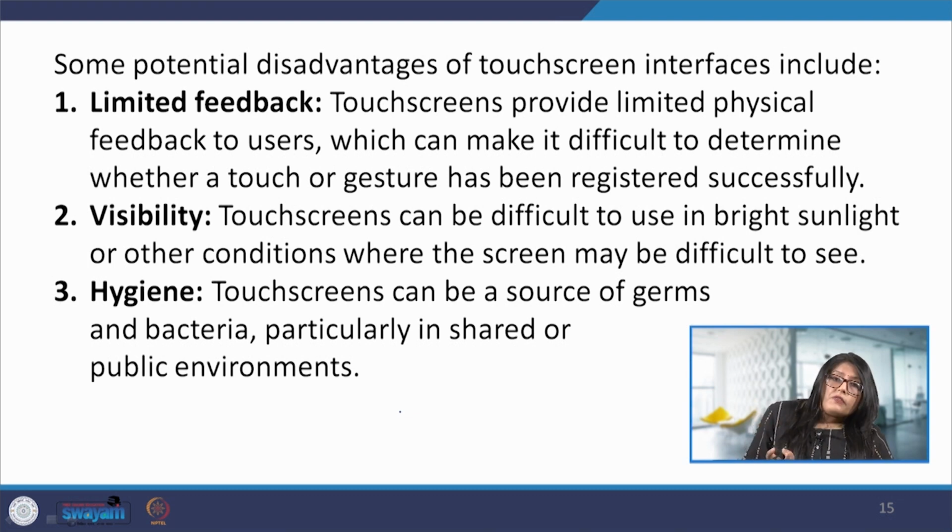Then the visibility is a problem, especially when it is very sunny or we are using it outside, because in that particular condition we cannot really read it very well. And lastly is hygiene, especially when it is a shared screen where a lot of people, like we saw how tourist kiosks or in hospitals people are using it, then hygiene can be an issue, because multiple people using it, how clean is it, who is cleaning it, all those questions become important.